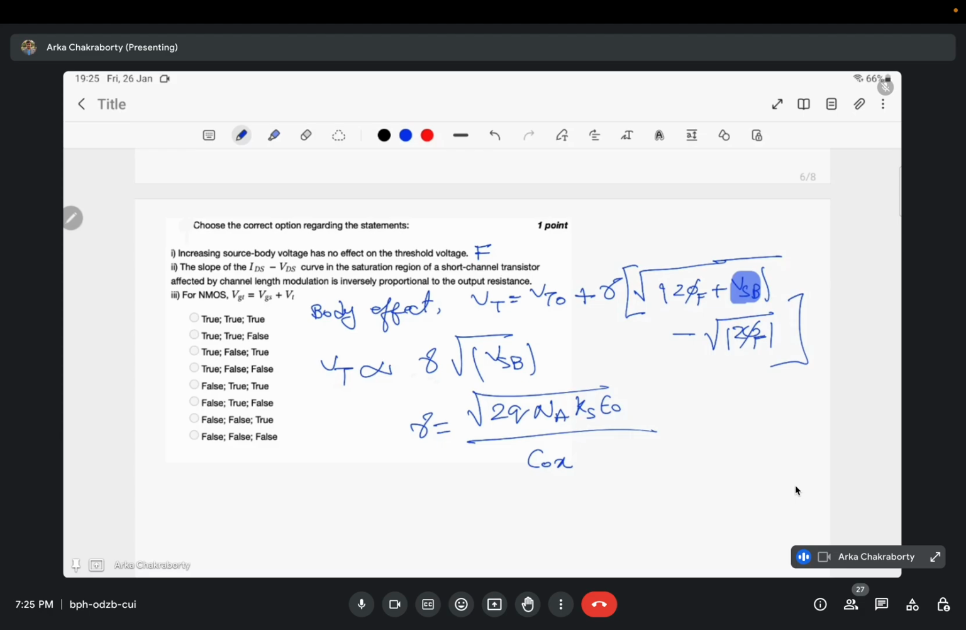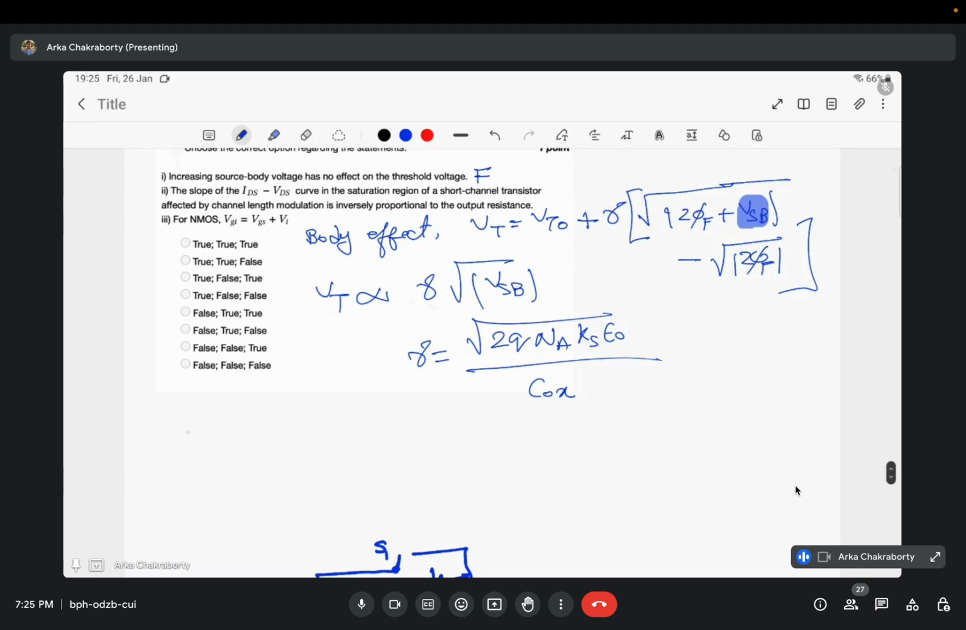The slope of the IDS-VDS curve in the saturation region of a short channel transistor affected by channel length modulation is inversely proportional to the output resistance. Okay, let us understand what is told. Sorry, my handwriting is not that good. The IDS-VDS curve in the saturation region of a short channel transistor. So this is for long channel and this is for short channel, affected by CLM, is inversely proportional to the output resistance.